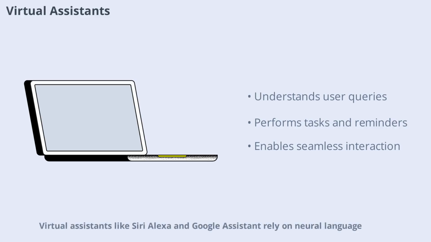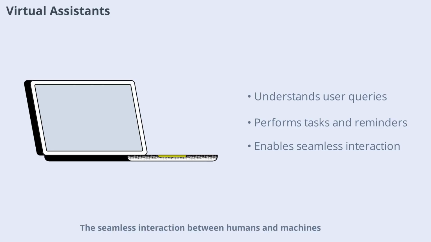Virtual assistants like Siri, Alexa, and Google Assistant rely on neural language models to understand and respond to user queries. These models enable assistants to interpret natural language, provide relevant information, and perform tasks like setting reminders or sending messages. The seamless interaction between humans and machines is made possible by advanced language modeling.